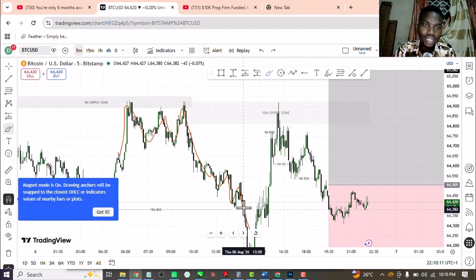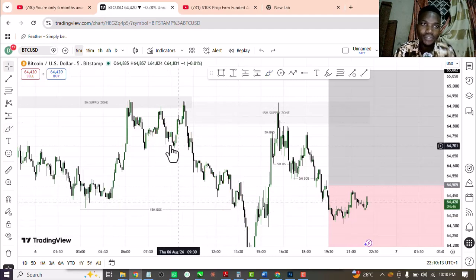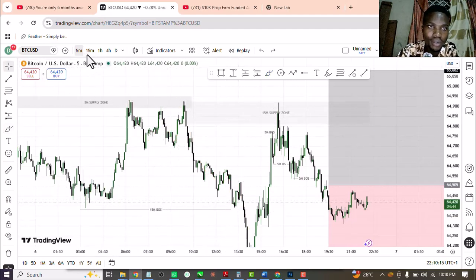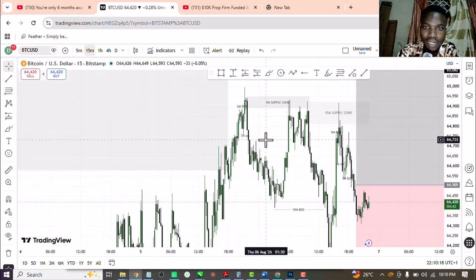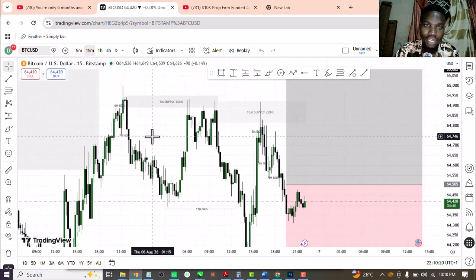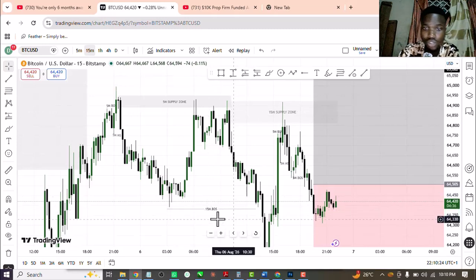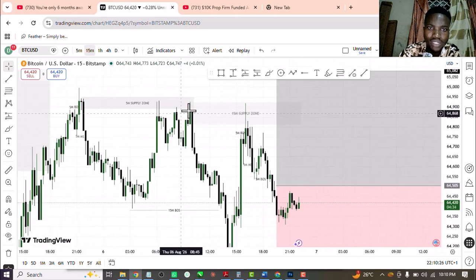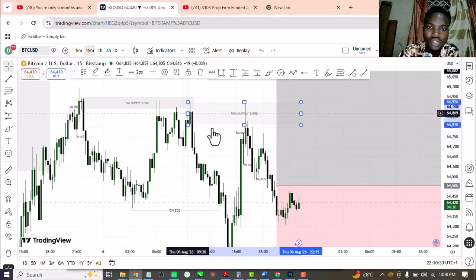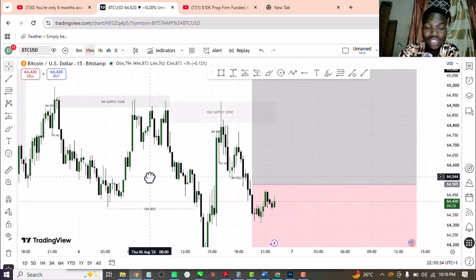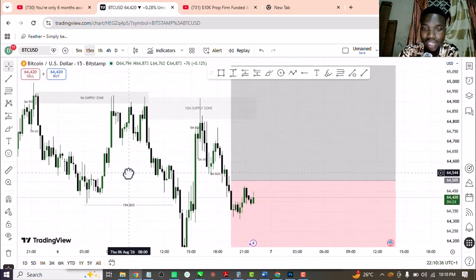So it means that we have a valid supply zone around here, because this is a 15-minute break of structure to the downside. So definitely above here is the starting point of this selling momentum. And that is what I analyzed this afternoon before I entered this trade.